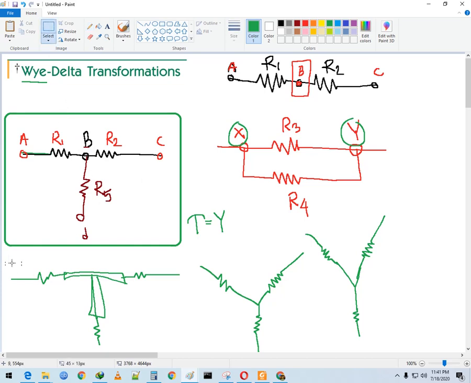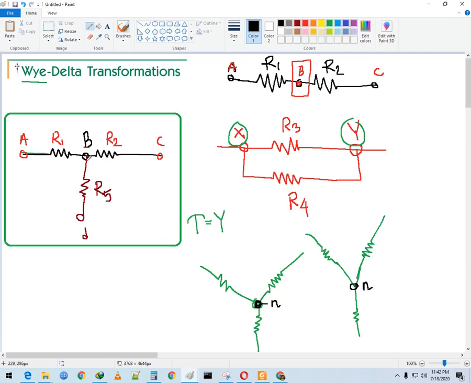Just as a side note, you see that this kind of Y circuit has a common point. All these three elements have one common node. So let's call it N. It's a neutral point. We call it N.